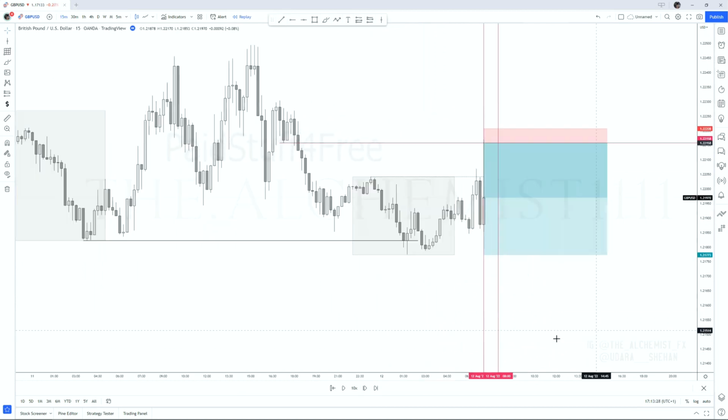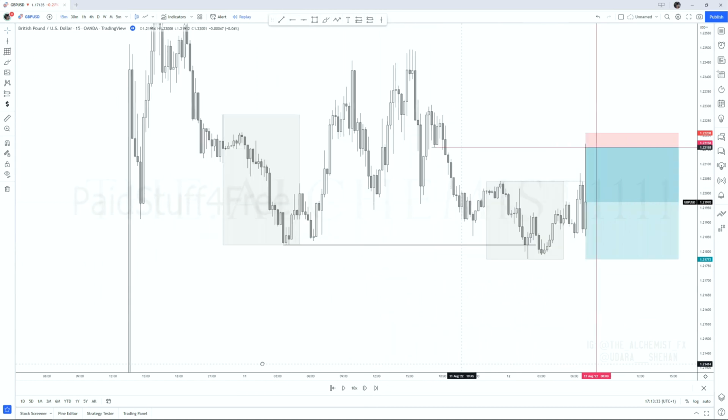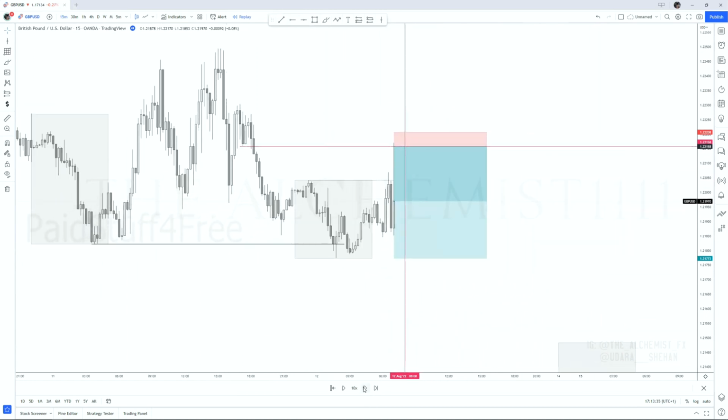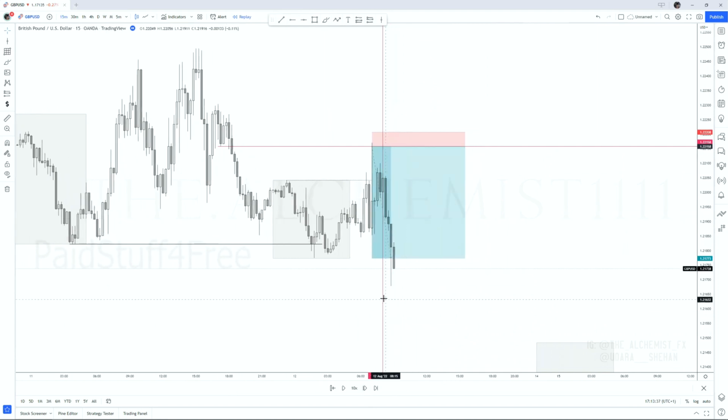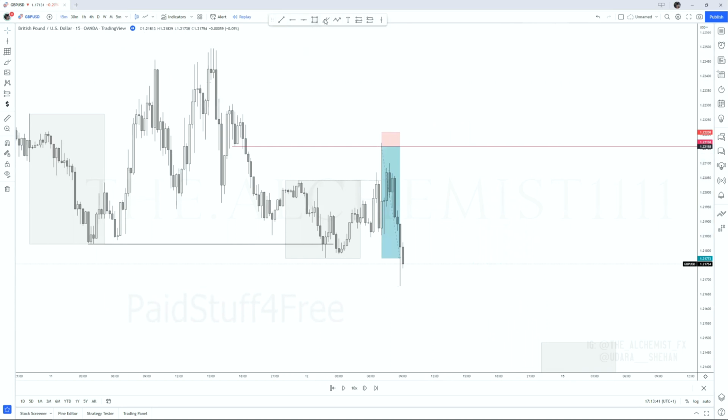Right at 7 a.m., a manipulation of the Asian high into the daily rejection block, and it comes down. That's it. Can you see the consistency in that setup? Same exact thing: Asia, pause run, then it starts to drop.